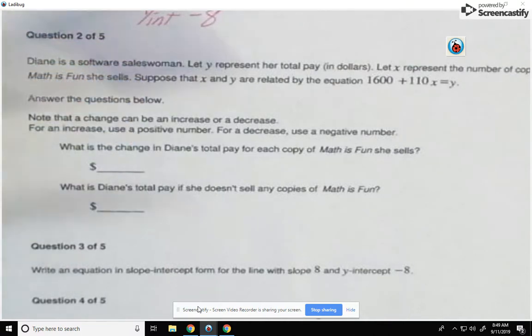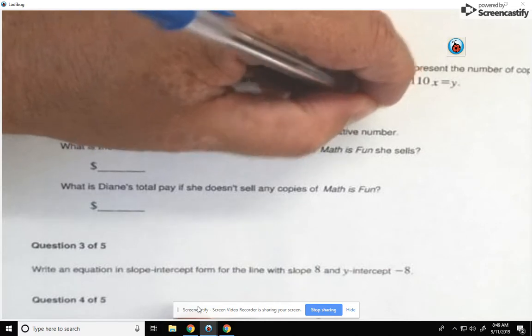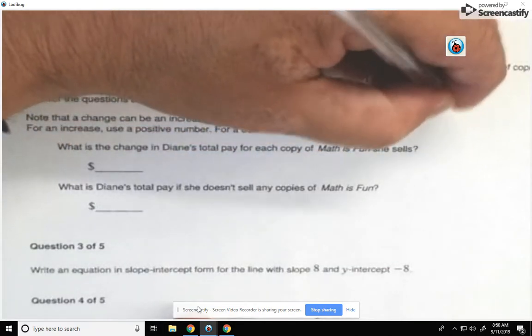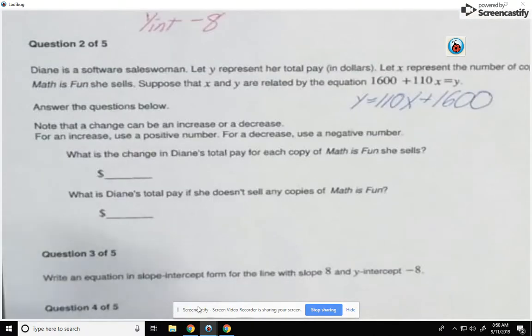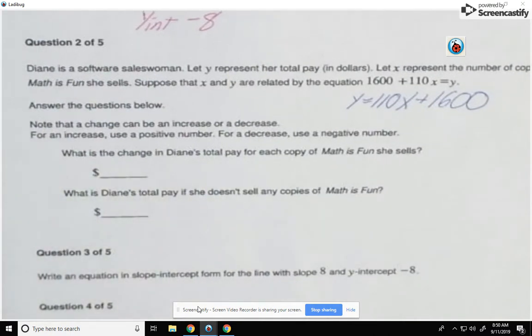Okay, so this is slope-intercept form. They just wrote it in reverse. We could flip this to be y equals 110x plus the 1600, and it's the same exact thing. So if it helps you to flip it, go ahead and do so. Now, there's two questions here. The first one says, what is the change in Diana's total pay for each copy she sells?